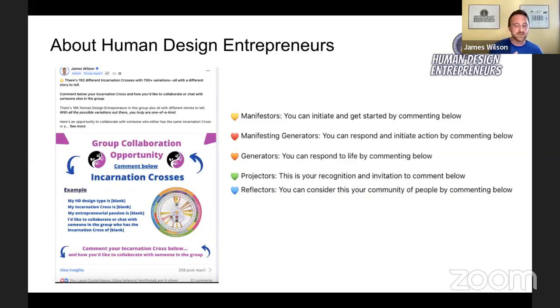Comment below if you're a generator as well. Here on this particular post, you can respond to life by commenting. And projectors, if you're waiting for an invitation, which I know we often are, this here is your recognition and your invitation to collaborate with people in this community. And then finally, reflectors, you can consider this your community of people and get involved.